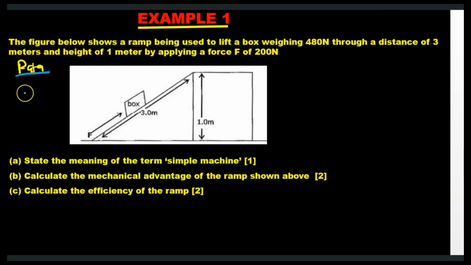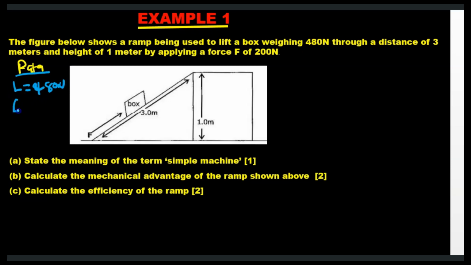The figure below shows a ramp being used to lift a box weighing 480 Newton. Normally the weight of an object is the load. Okay, so the load is equal to 480 Newton.